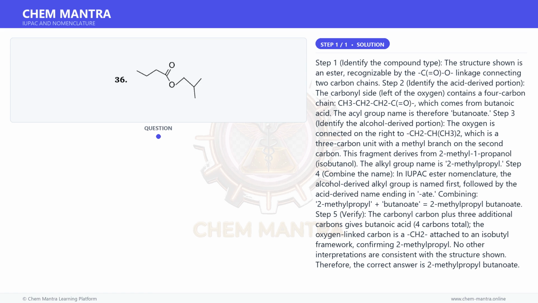Step 5. Verify: the carbonyl carbon plus 3 additional carbons gives butanoic acid, 4 carbons total. The oxygen-linked carbon is a CH2 attached to an isobutyl framework, conforming to methylpropyl. No other interpretations are consistent with the structure shown.